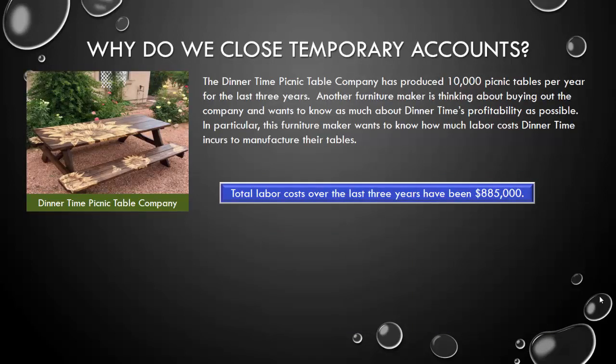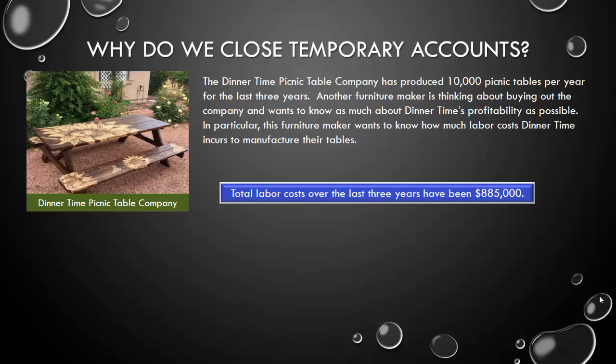Let's do the same concept but with expenses. So let's say we have the Dinner Time Picnic Table Company, and they have produced 10,000 picnic tables per year for the last 3 years. Another furniture maker, another company, is thinking about buying out Dinner Time, and they want to know as much as they can about that company's profitability. In particular, the one thing they're really interested in is how much Dinner Time is spending in labor costs, paying their employees to make these tables, over the course of making these tables in the last 3 years.